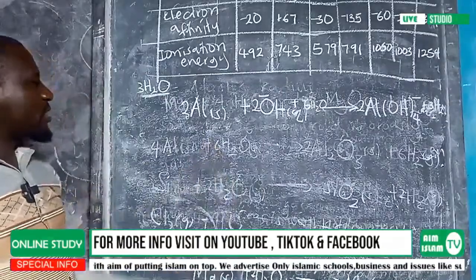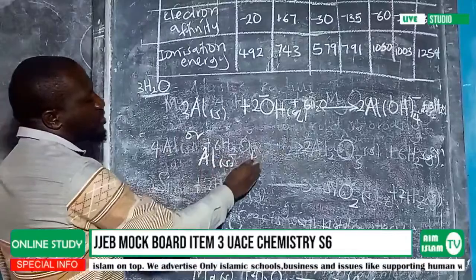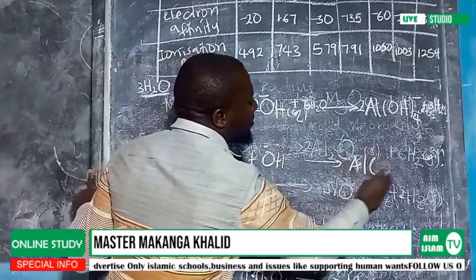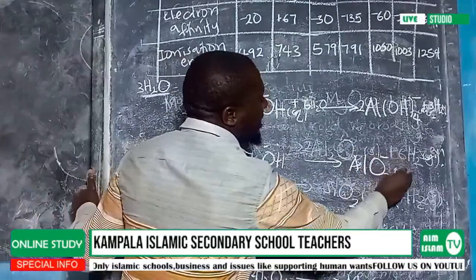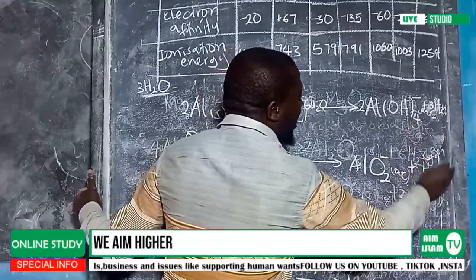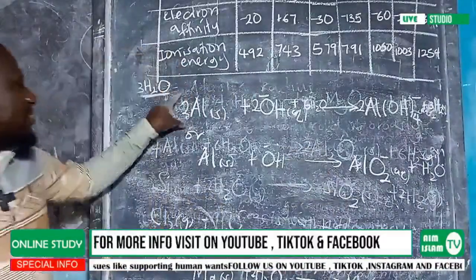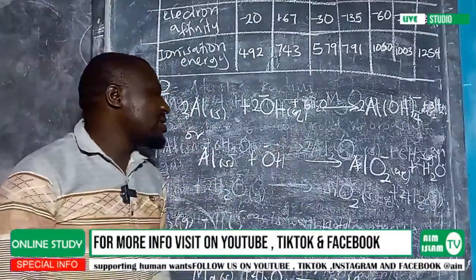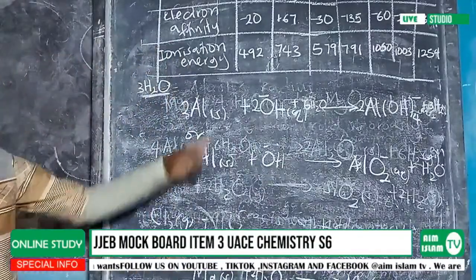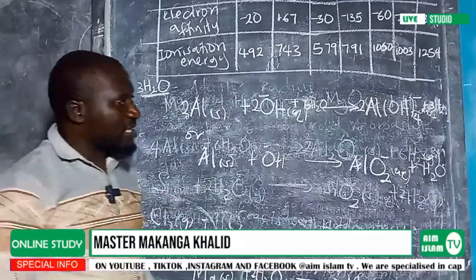Or someone can write that aluminium, which is a solid, reacts with the hydroxide ion, forming our aluminate like this, that is aqueous, plus water molecule. And then you will be able to balance that. You can either write that or that, but the equation is supposed to be balanced.